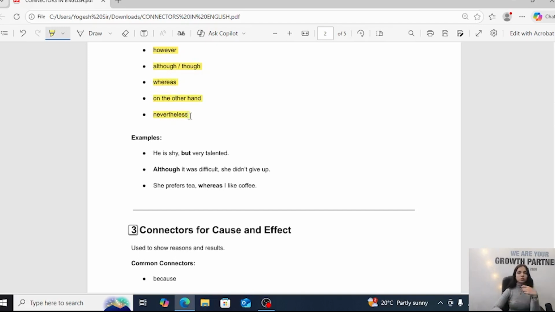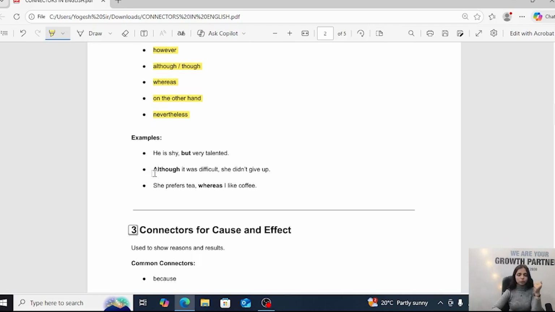Whenever you have to use nevertheless, just understand that when you say in spite of some particular thing, you use nevertheless at the same place. Okay. So examples are he's shy but very talented. Again, two different situations, completely opposite. On one side, the person is shy. On the other side, they are saying he's very talented. We are using the connector of contrast here, and that is but.